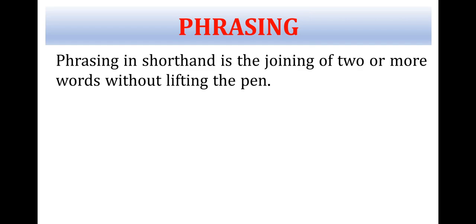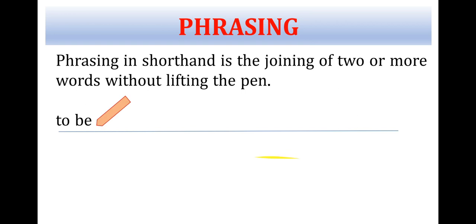Lastly, we'll be talking about phrasing. Phrasing in shorthand is the joining of two or more words without lifting the pen. For example, to be. If you remember, we said to is a short form. When we write the to without lifting the pen, B. If you remember, the short form for be is what? B, which means we proceed down to write the B. That's to be.